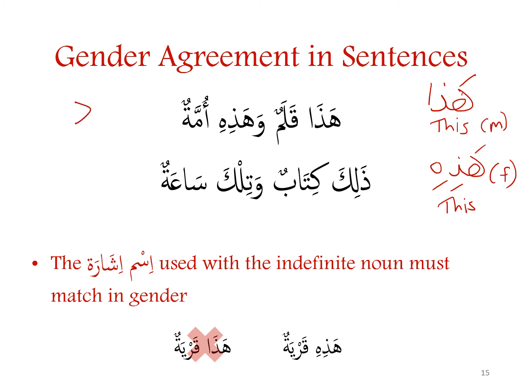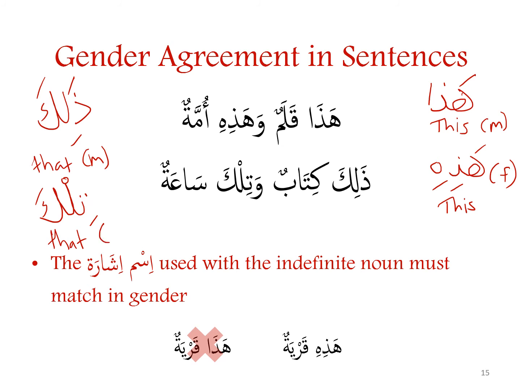On the other end, we also had ذلك, which means that, and is the masculine version. And we also had تلك, which means that. These are all ism ishara, and this is the feminine version. So here we have هذا قلم, which means this is a pen. وهذه أمة, and this is a community. So even though this is one sentence, you can break it up into two.